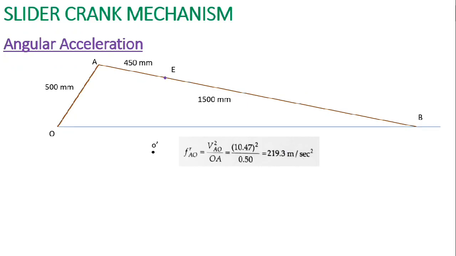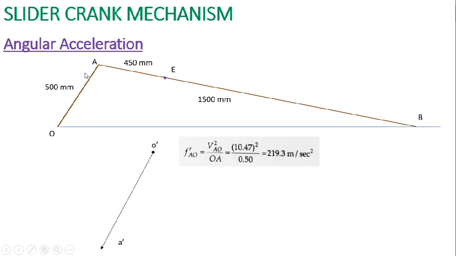And we know that the radial acceleration component is parallel to the link. So we draw this acceleration vector, which is 219.3 meters per second square. To draw this, you can assume a suitable scale. In this case, I have taken 219.3 meters as 219.3 millimeters and have drawn this acceleration vector. So this will be point A dash. So O dash, A dash. So this will be the radial component of the acceleration for the crank OA.